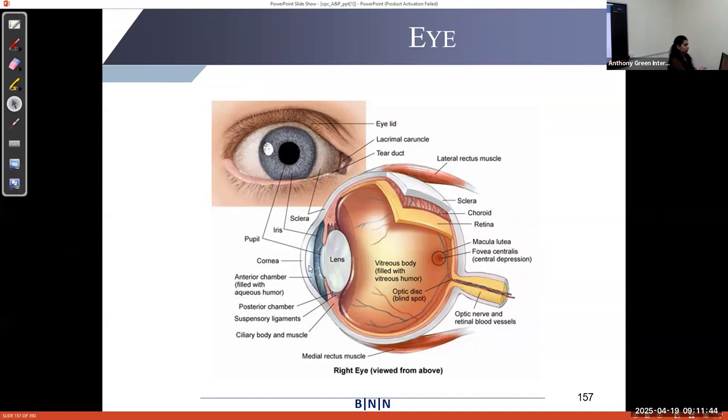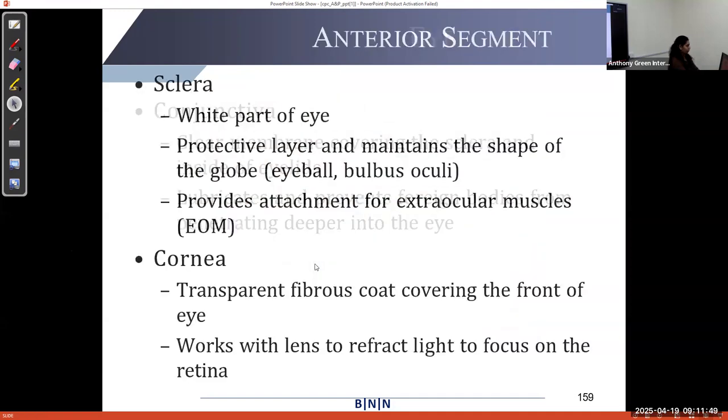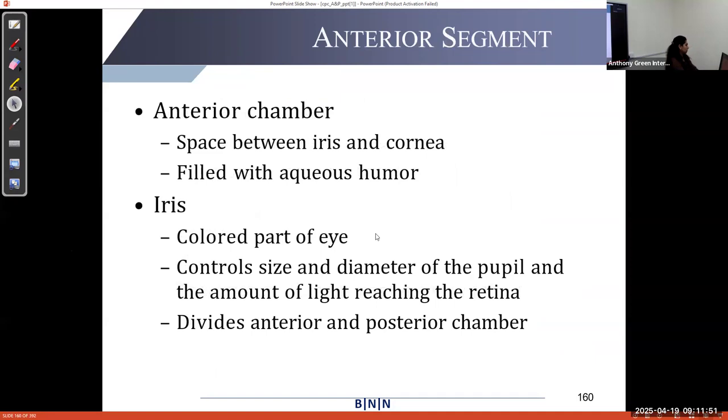The space between the cornea and iris is what we call the anterior chamber, and it is filled with aqueous humor. And the iris, the colored part of the eye, as I told, defines your eye color. Then it controls the size and diameter of the pupil for vision, according to the distance of the object. It divides the anterior, and posterior is the back of the eye. The posterior chamber is also there.